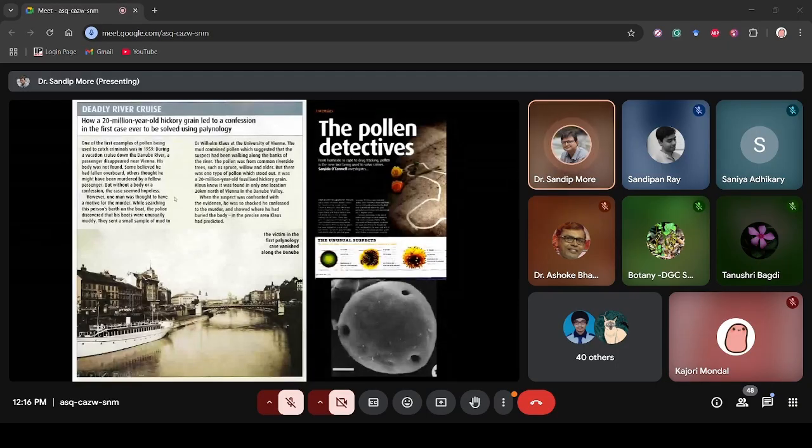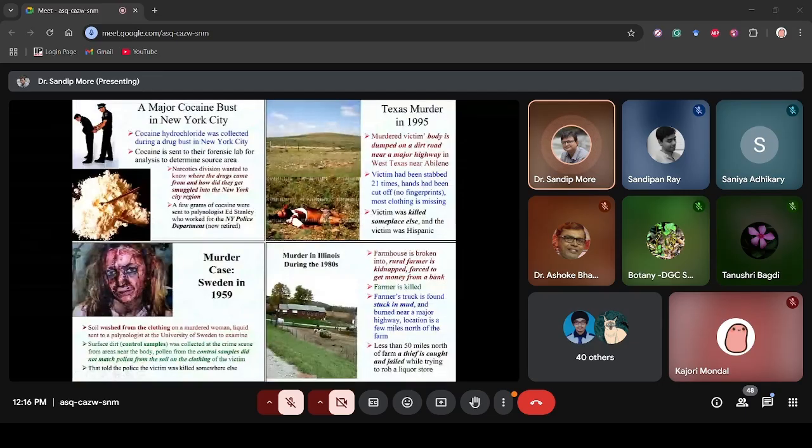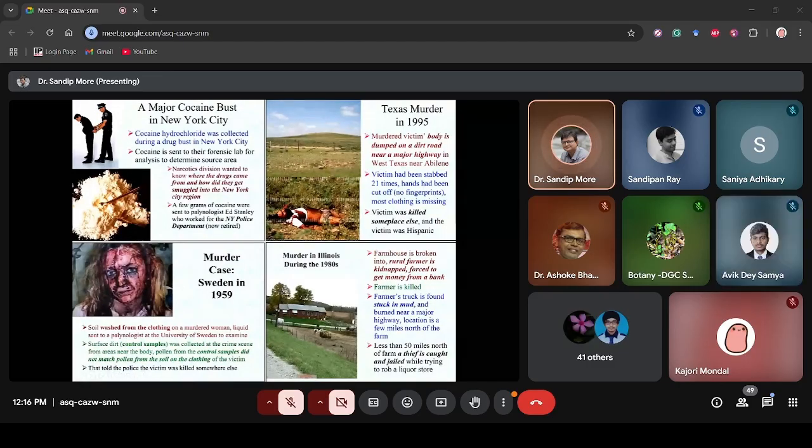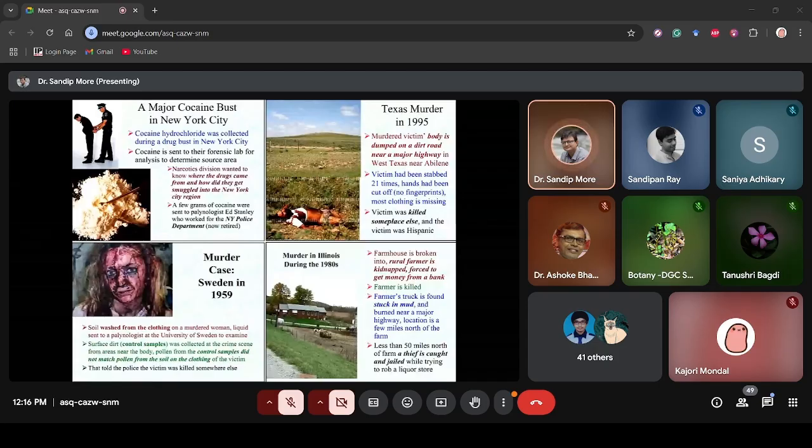Also, in New York City, one magazine used to publish, which is called the Pollen Detectives, where all the cases that used to be solved by the pollen grains, they used to publish. Like a major cocaine bust in New York City, a murder case in Sweden in 1959, a Texas murder in 1959, a murder in Illinois, USA during 1980, etc.